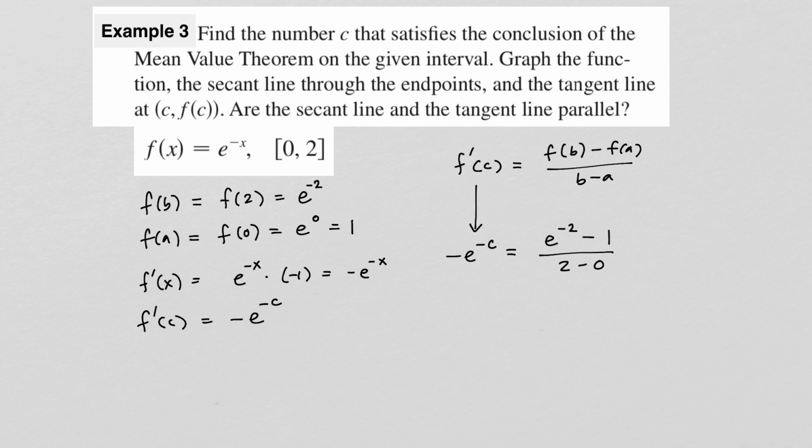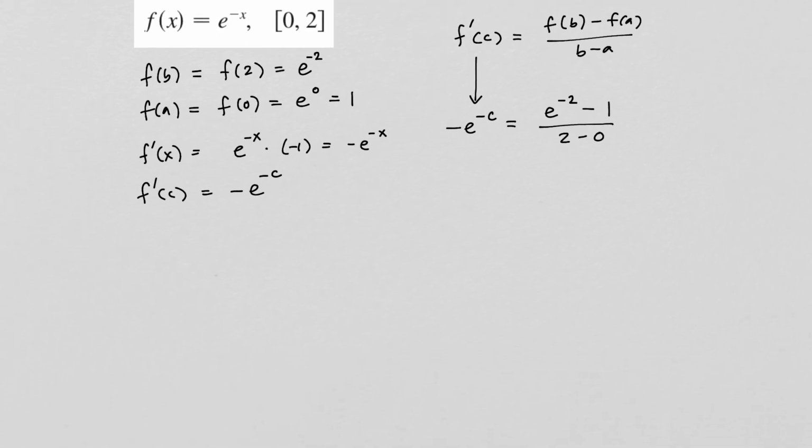Now, we need to solve for c here, and this is not trivial, and it actually is a lot harder when you have negative exponents. So I'm going to write my negative exponents as positive exponents. So let's remember that when you have something like x to the -n, this is the same as 1 over x to the positive n. So negative e to the -c can be rewritten as -1 divided by e to the c. E to the -2 is 1 over e squared, minus 1, and then divided by 2 minus 0 is 2.